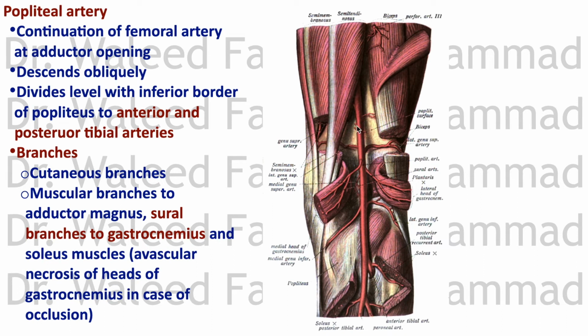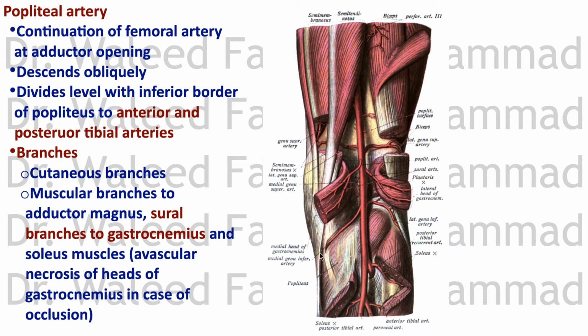opening. It descends obliquely and divides, level with the lower border of the popliteus muscle, into anterior tibial and posterior tibial. The anterior tibial makes the kink to the anterior side of the leg, and this is how you identify the artery in an X-ray, in an arteriogram. The artery that makes the kink is the anterior tibial artery.